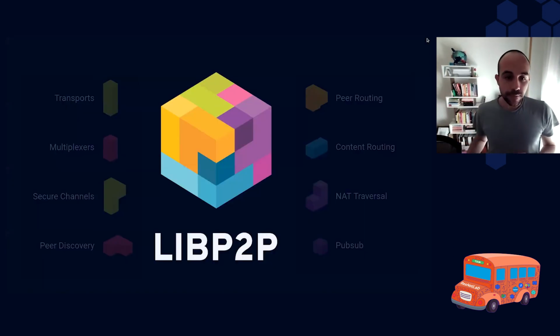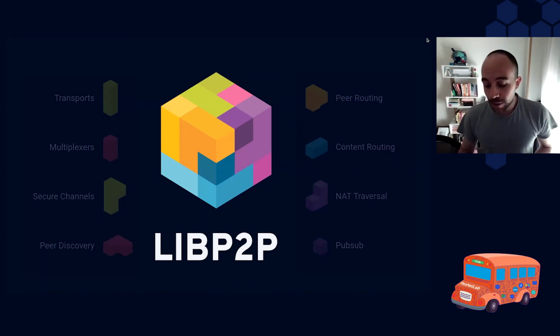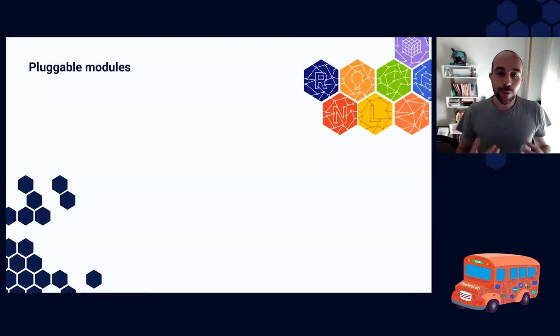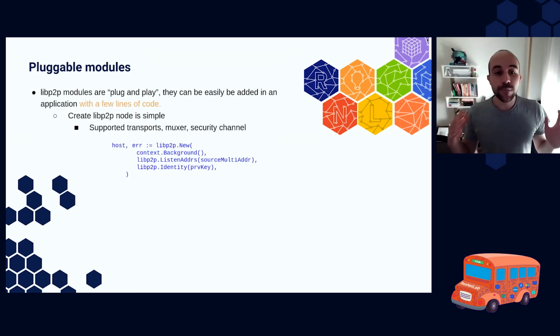So there are a lot of use cases for which pubsub algorithms are interesting, and decentralized pubsub algorithms are really, really interesting. And finally, to wrap up the module, I wanted to give you an overview of how the pluggable modules in P2P work with a practical example. So P2P modules are plug and play, so they can be easily added to an application with just a few lines of code. So if, for instance, we want to start using P2P in our application, we need to start a new P2P node. And we can start a new P2P node, as we can see with these lines of code, where we say that we want to start a P2P node that supports this specific transport with these muxer protocols and this security channel. And from there on, we can use this node to interact with other P2P peers.